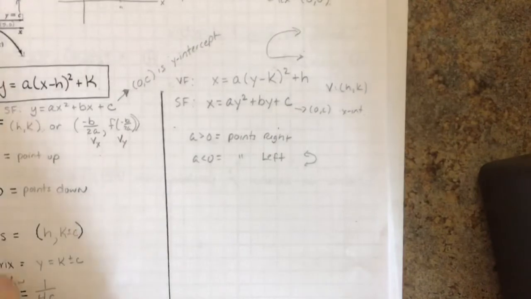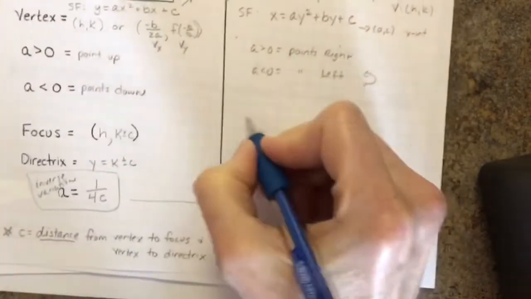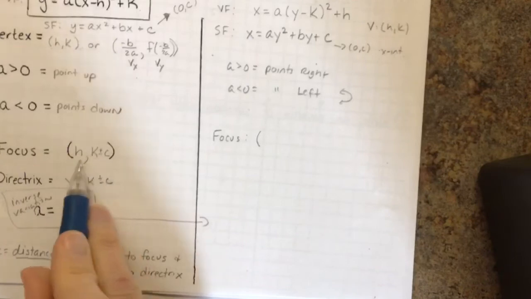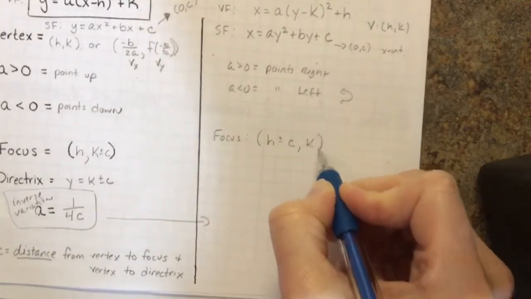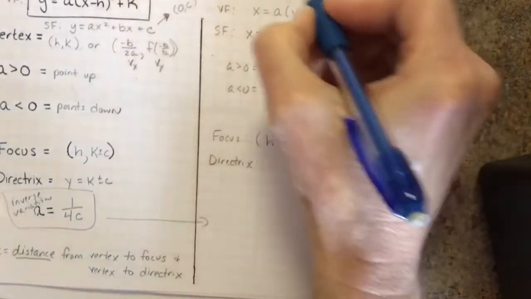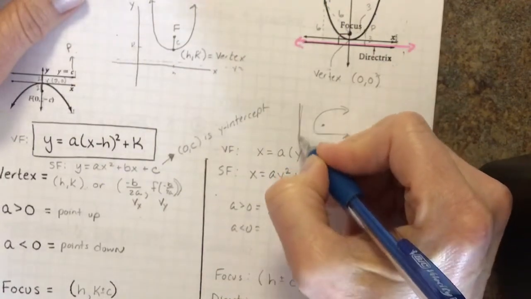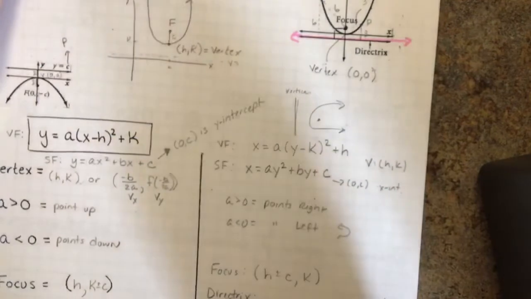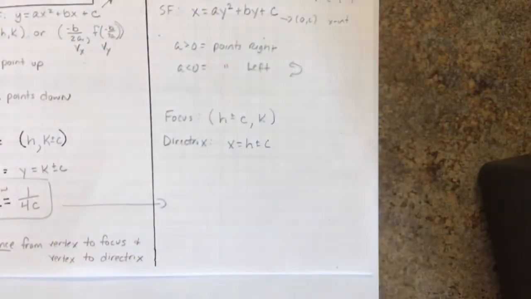Now, focus and directrix. This doesn't change. You have the same formula here. Now, they're very similar though. Focus this time: instead of the plus or minus C being with the K, it's with the H. So it'll be H plus or minus your C number, comma K. That's how we'll get the focus. And then the directrix, in this case, let's say the focus is inside here. The directrix is a vertical line this time, instead of the horizontal line. And that'll be at x equals h plus or minus c.